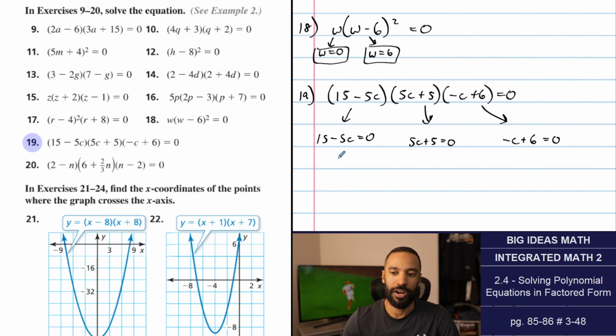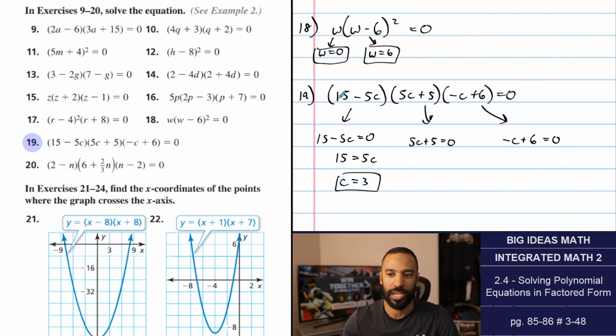Let's start from the beginning here. I'm going to add 5c over just to turn it positive. Then I divide both sides by 5. It looks like we get a c value of 3. You could double check that. 15 minus 5 times 3 should give you 0.